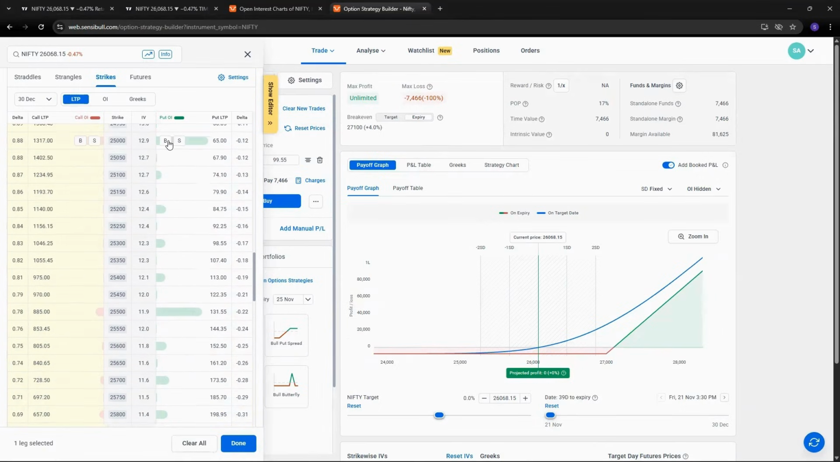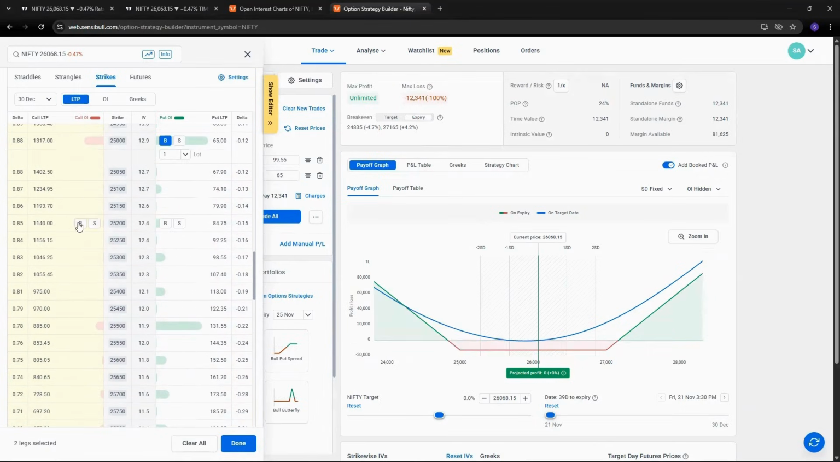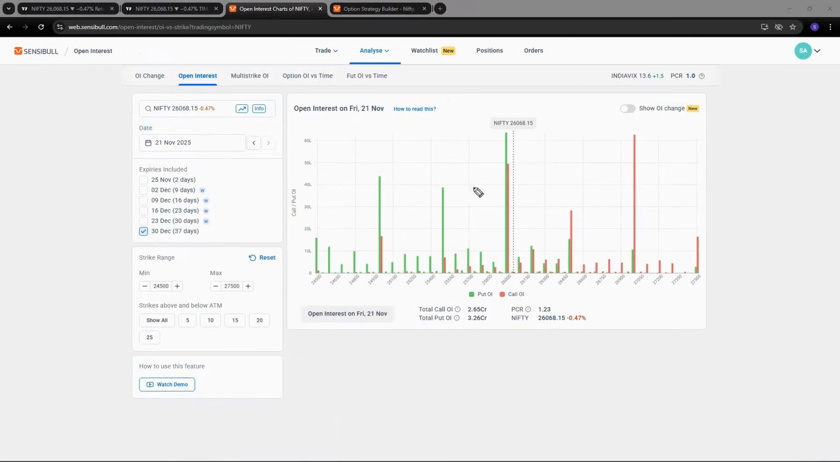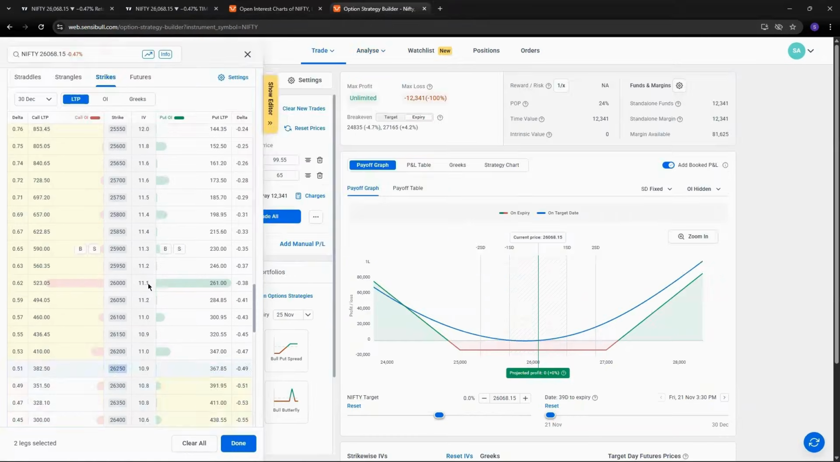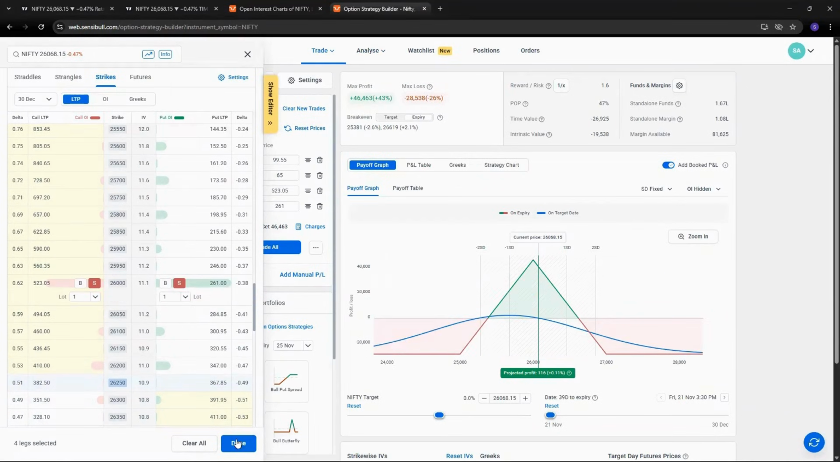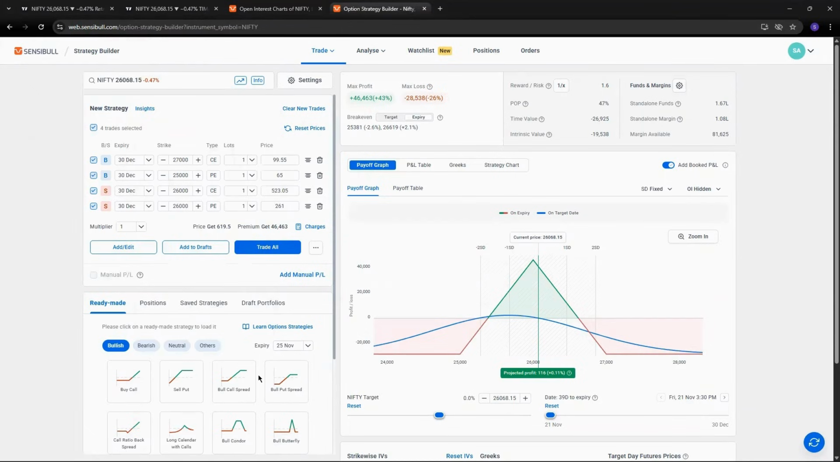Now 25,500, we are buying one lot. We know that somebody was buying. Now, because of this spike in between, I get the idea that someone is creating an iron fly for the month of December. This is one of the most common strategies. Simple. So far it's clear. We have created an iron fly based on the knowledge we have.